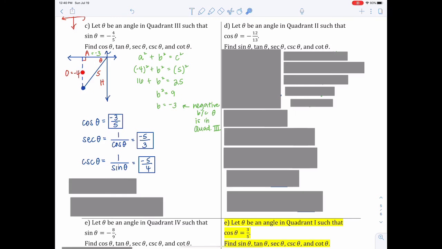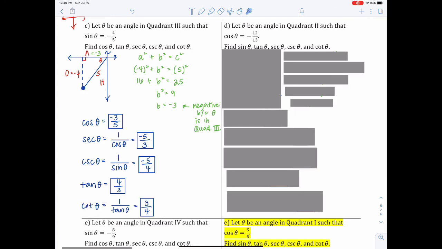Tangent is opposite over adjacent. So we have -4 over -3. Therefore, our tangent would be 4/3. And then the cotangent is just the reciprocal of tangent. So that would be 3/4. Again, notice here we're in quadrant 3. According to our All Students Take Calculus link up above, only tangent and cotangent should be positive. Everything else should be negative.